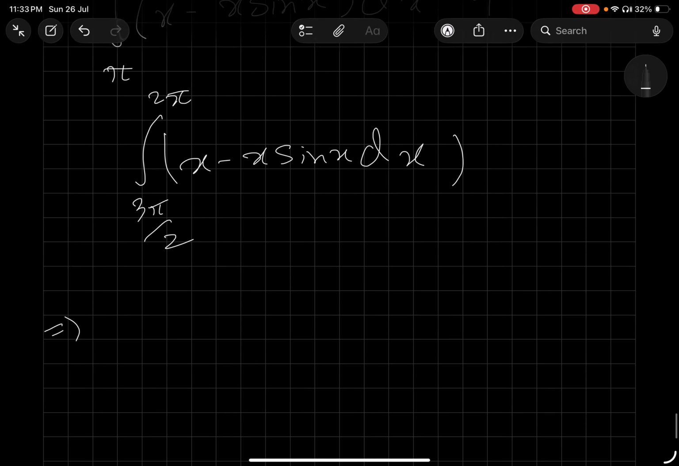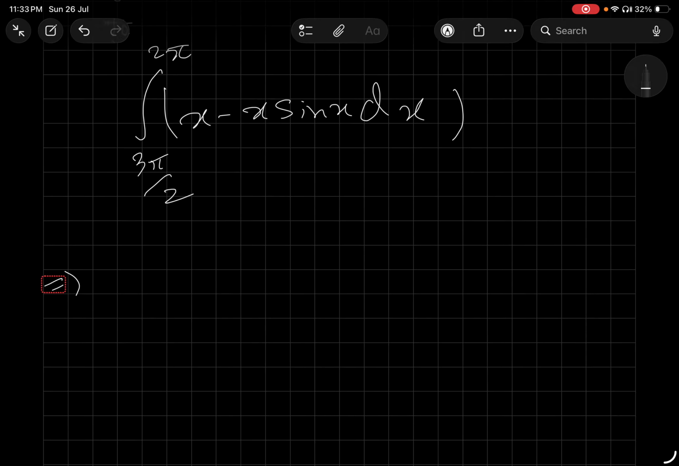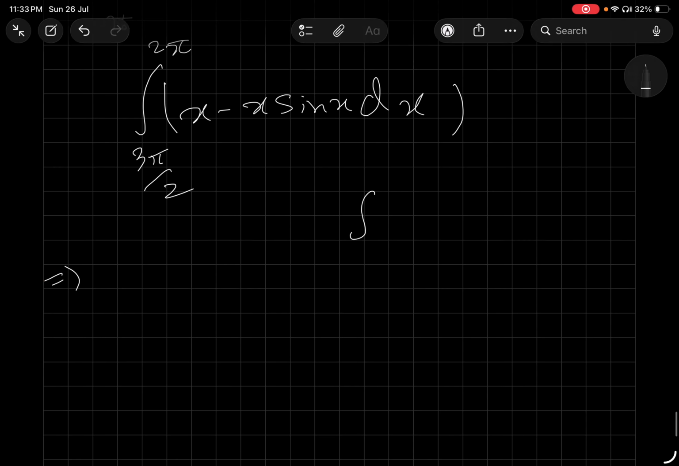As I have been taught by my teachers, we use the property of integration in this type of question because it helps to eliminate the x. Let me explain the property. It's like the integration from 0 to pi by 2, just do it for pi by 2, of sin x dx.